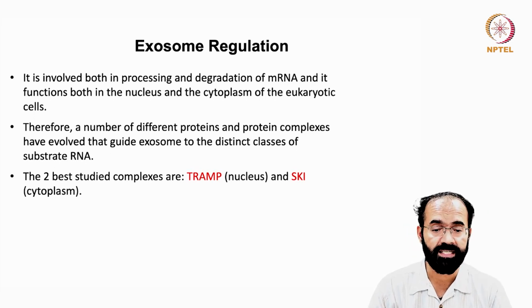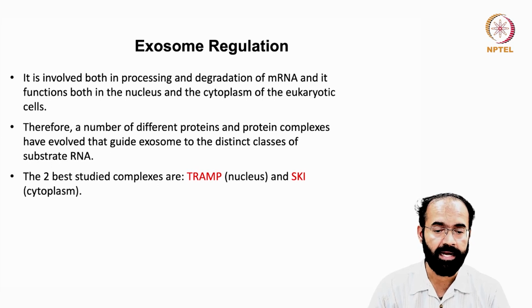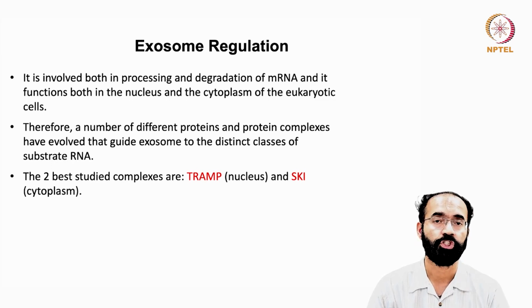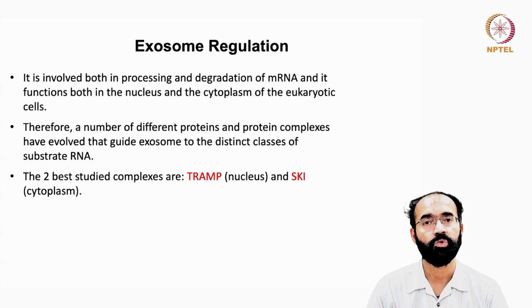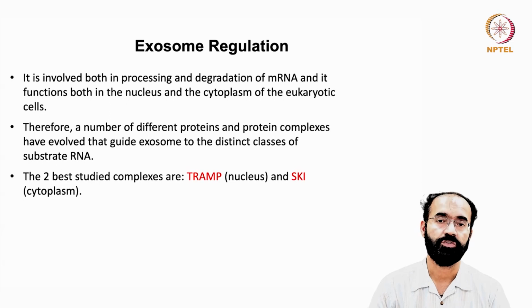So it is involved both in processing and degradation of RNA, and it functions both in the nucleus and cytoplasm of the eukaryotic cell, but it comes with a price unless it is controlled. Therefore, a number of different proteins and protein complexes have evolved that can guide exosome, the distinct classes of substrate RNA, where to act. The actual place should be shown to them, otherwise they will act randomly. The two best studied examples are the TRAMP complex in the nucleus and the SKI complex in the cytoplasm. Two complexes regulate the exosome function. TRAMP in the nucleus, SKI in the cytoplasm. Let us see how it is regulated.